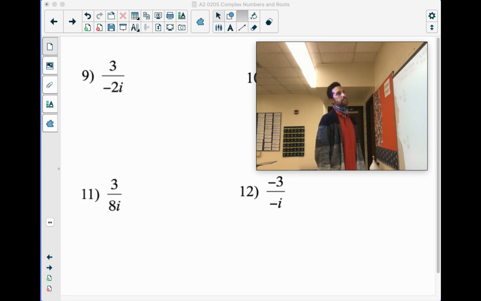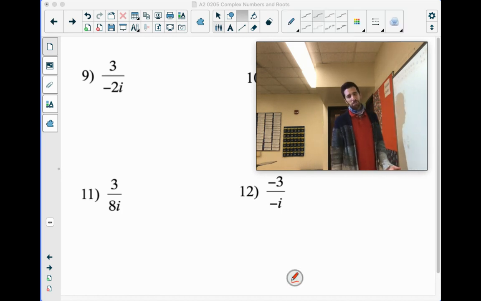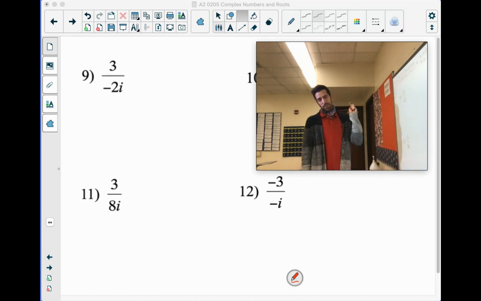Yeah, now we're getting into complex conjugates. So remember back in the day when you were doing square roots and you couldn't have square roots in the denominator of a fraction? Same thing with the complex number system. You cannot have imaginary numbers in the denominator, but we can get rid of them pretty easy. Remember a few slides ago we were talking about complex conjugates? That's what we need here.